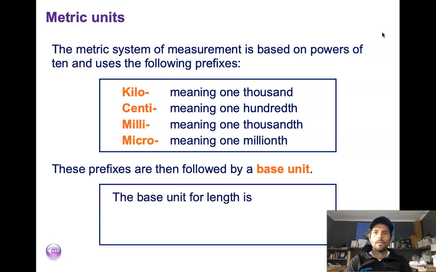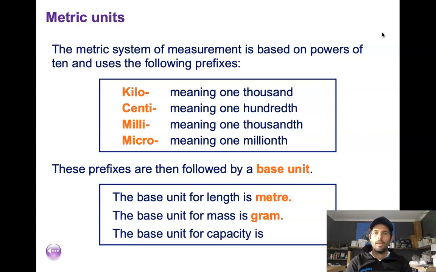So these prefixes are then followed by a base unit. Okay, and the base unit for length is meter. So we know kilometer, centimeter, millimeter, micrometer. The base unit for mass is gram. So kilogram, centigram, milligram, microgram. And then for capacity is liter, kiloliter, centiliter, milliliter, microliter.